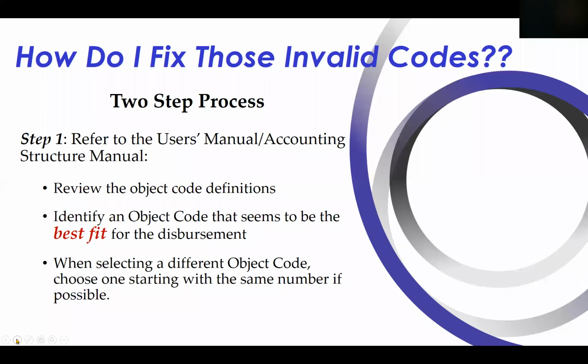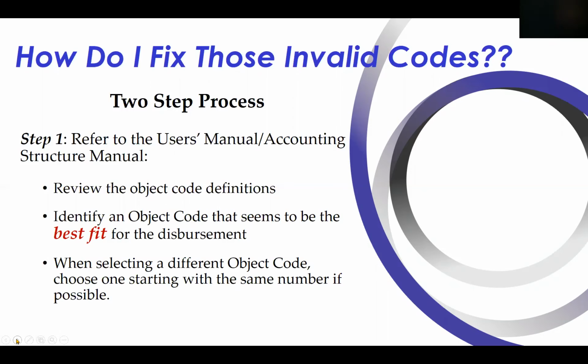So it's a two-step process. You're going to be using the user's manual or accounting structure manual, same thing. And you're also going to be using the master code list, because that tells you what combination of function and object code is going to be accepted by the online system. First, you're looking for an object code definition that's going to best fit what you're looking for.